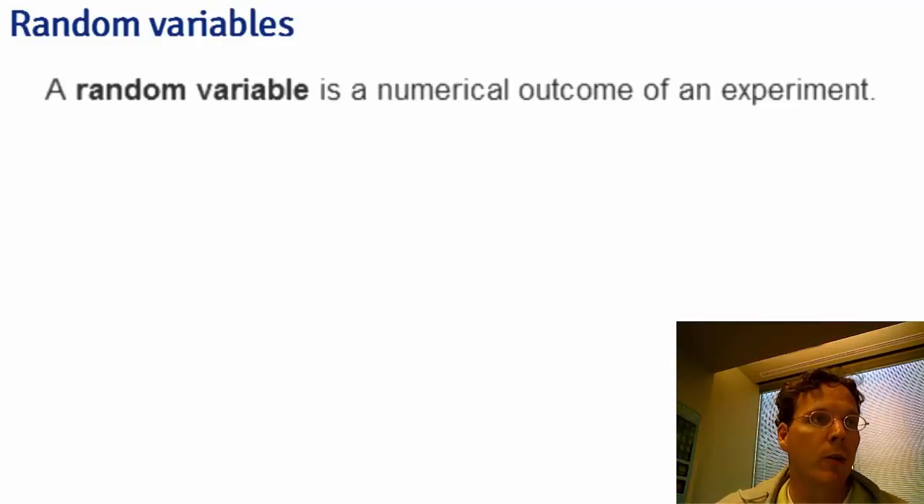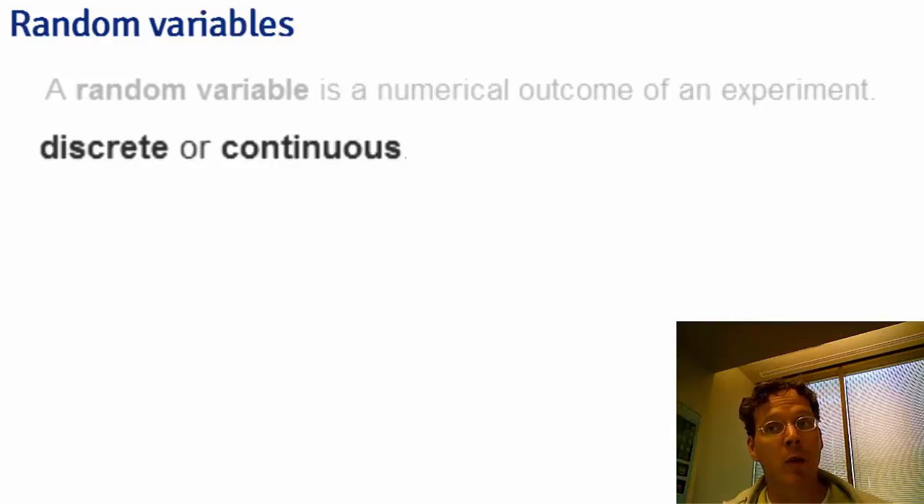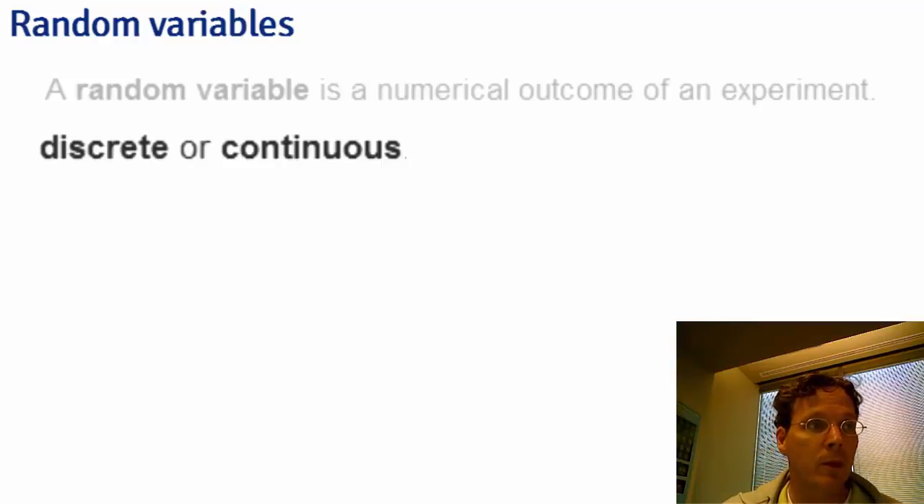A random variable is the numeric outcome of an experiment. So the random variables that we will study come in two kinds, discrete or continuous. Discrete are ones that you can count, like number of web hits, or the different outcomes that a die can take, or even things that aren't numeric, like hair color, and we can assign the numeric value, 1 for blonde, 2 for brown, 3 for black, and so on.